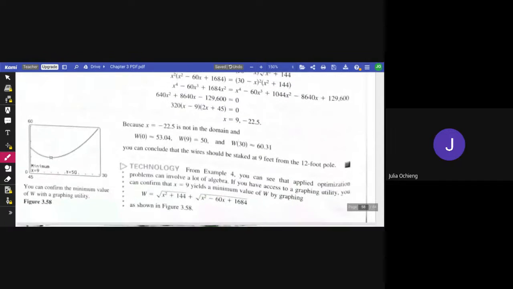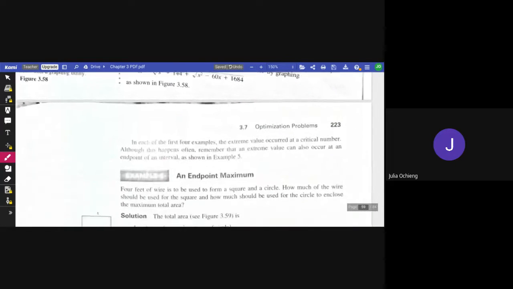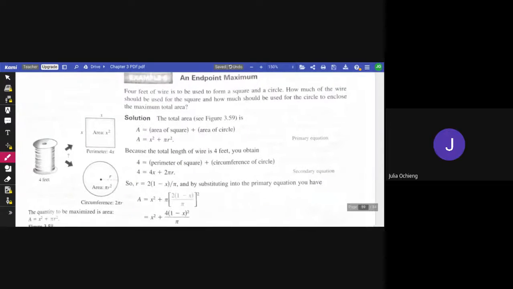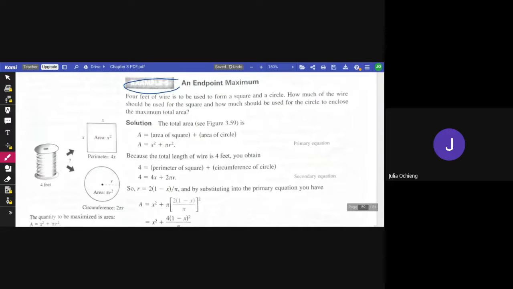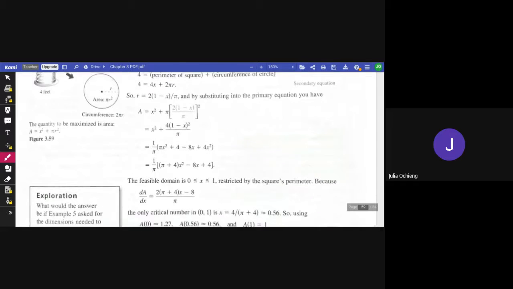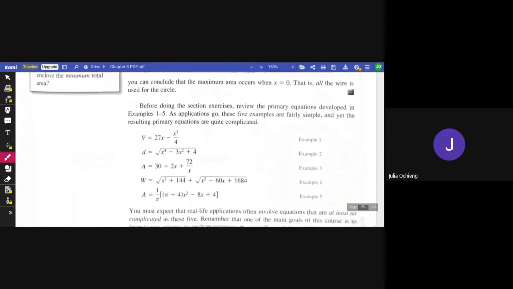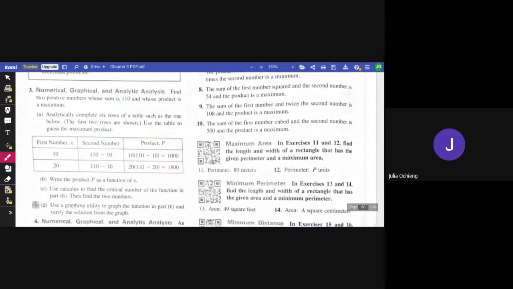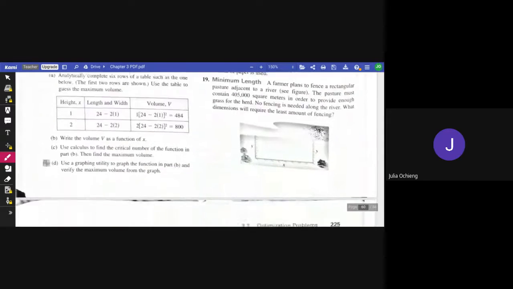All right, so that was example 4. Example 5 we're going to skip. The biggest part about example 5 is making sure you know that sometimes the endpoints do end up being the maximum or the minimum. Oftentimes, in most of the examples we do, it's not the endpoints, it's one of the critical numbers, but it does happen. So you do need to look for the endpoint values if you want to be 100% sure that you got the optimized answer.